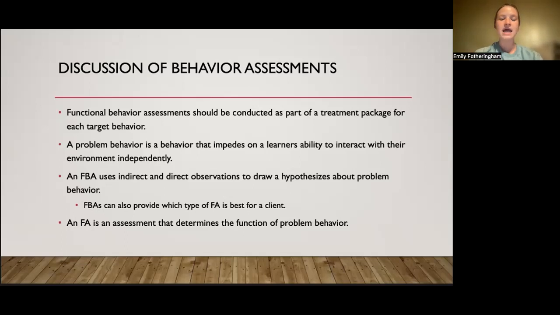And finally, an FA is an assessment that determines the function of problem behavior. Without conducting an FA, you cannot be certain of the function of the problem behavior. It is only a hypothesis. So even after conducting your indirect assessment and your direct assessment, it is still just a hypothesized function of behavior until the FA results determine what the function is.